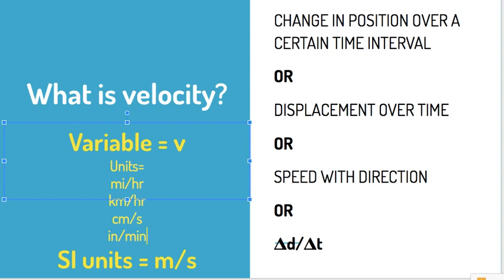And then the equation you might see for velocity is the change in distance or change in position over a change in time. So if you're only given one distance and one time, then you can just plug in these values. This delta triangle means change. Okay, let's keep moving on.